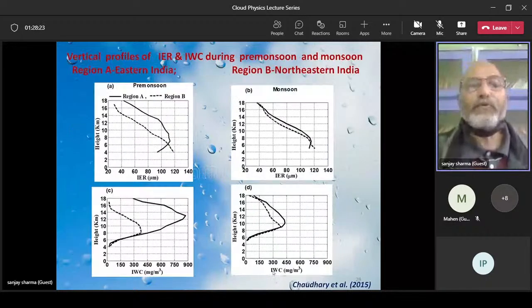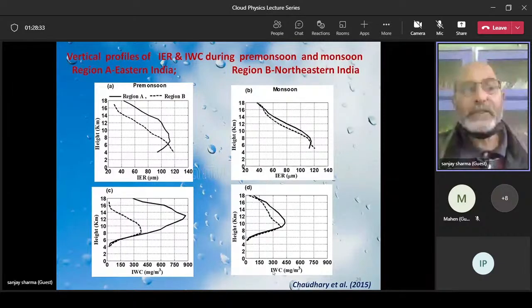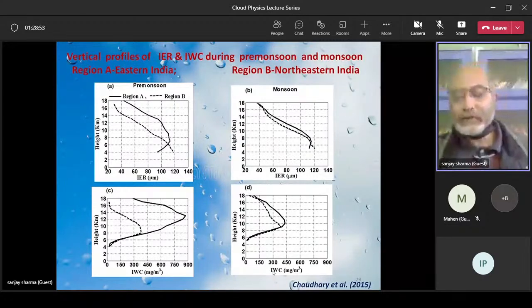And this is the vertical profile of ice effective radius and IWC during the pre-monsoon and monsoon. Region A is eastern India. Region B is northeastern India. Very clearly, we can see that the ice effective radius and ice water content are significantly higher over eastern India compared to northeastern India.